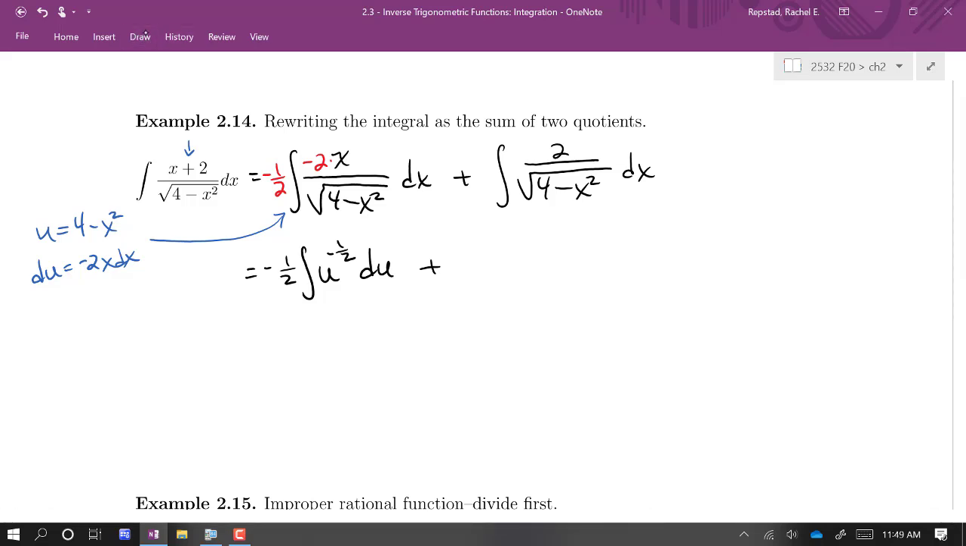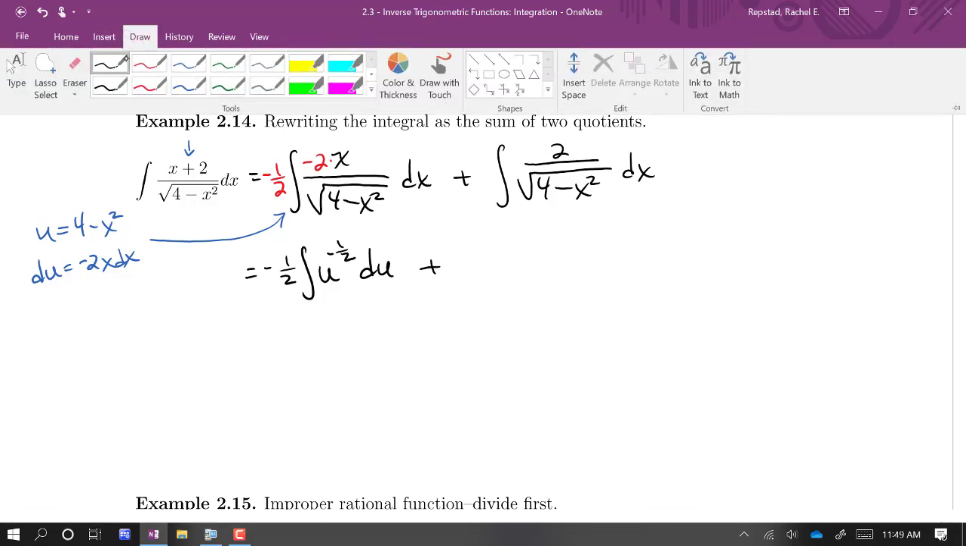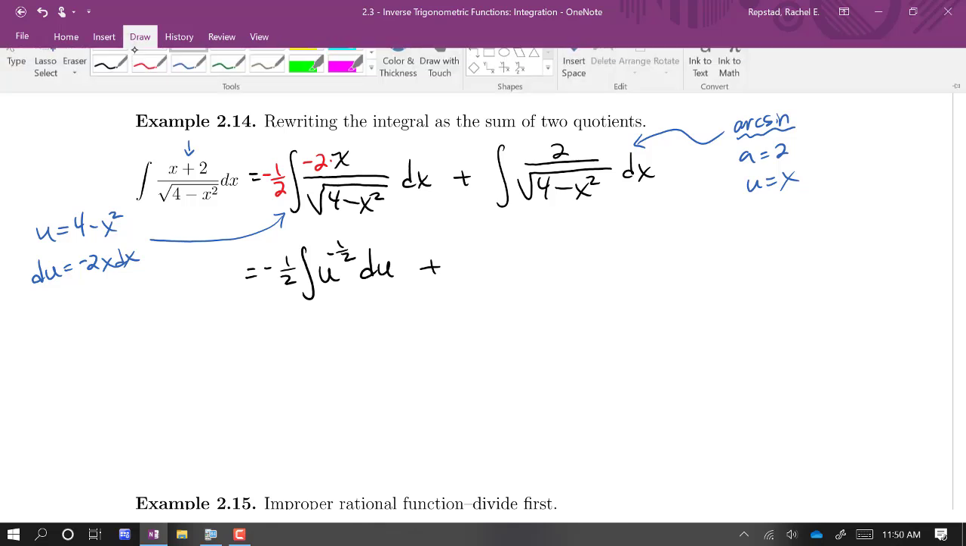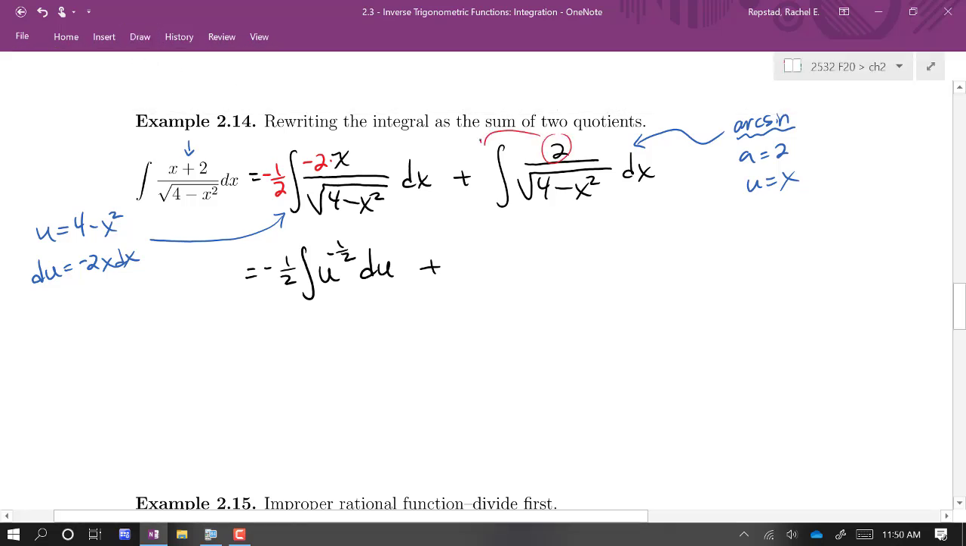Over here, I don't have a factor of x up top, so this is not going to be a power rule. But it does, however, fit the form of arcsine, where a is equal to 2 and u is equal to x. The only thing we have to do is actually just pull this factor of 2 out of the integral.